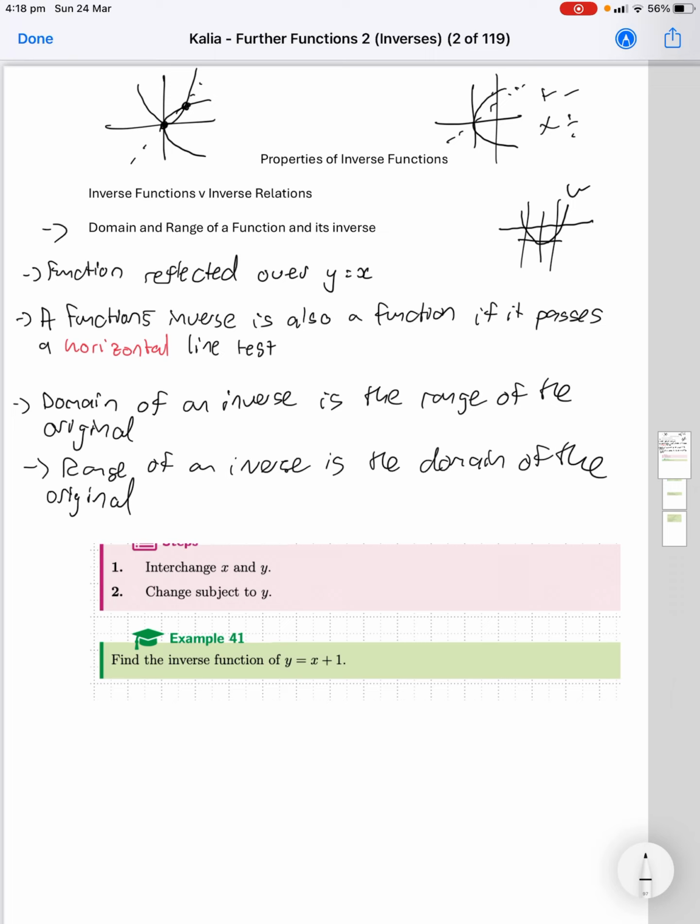So let's just straight up start finding some inverses here. The way to find an inverse is actually more simple than you think. Change x to y, make y the subject. So if we have y equals x plus 1, swap x and y, make y the subject, minus 1 from both sides. That's the inverse of that function right there. Sometimes it works out pretty simply.